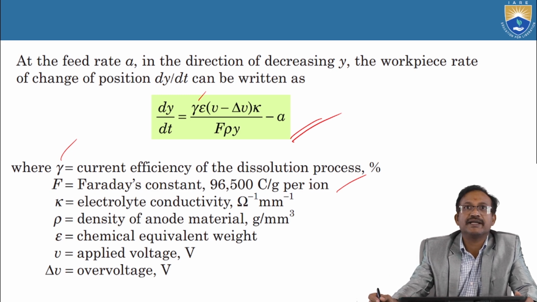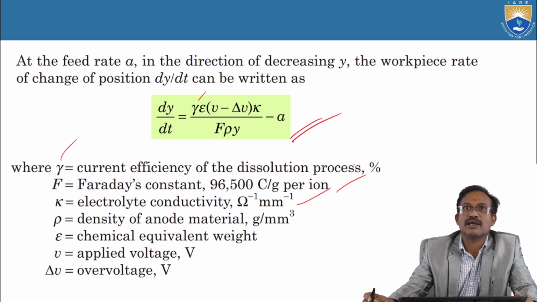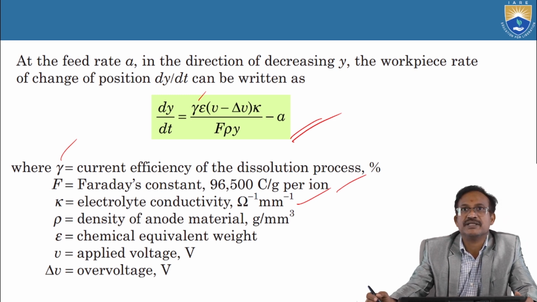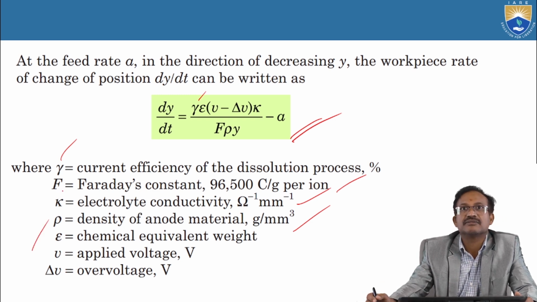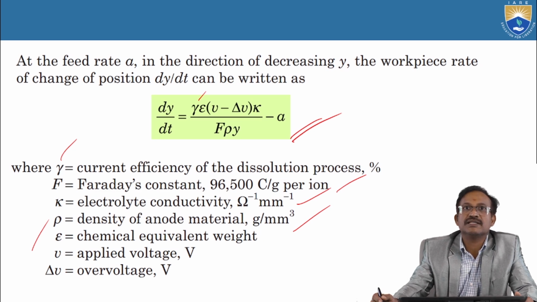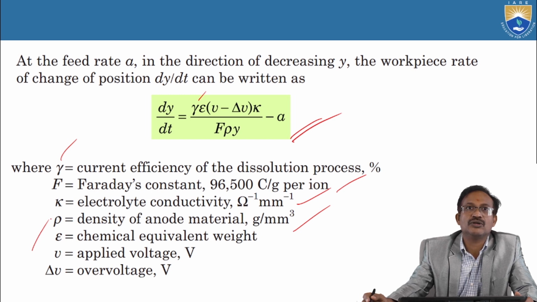K is the electrolyte conductivity, in ohm inverse mm inverse. Rho is the density of the anode material, in gram per cubic millimeter. Zeta is the chemical equivalent weight. V is the applied voltage in volts, and delta V is the overvoltage. So these are the various parameters associated with this governing equation.